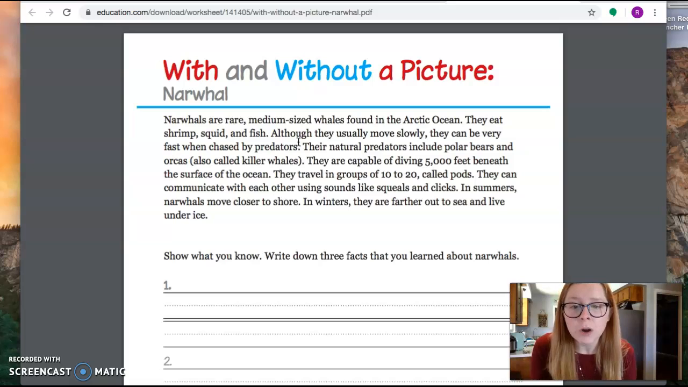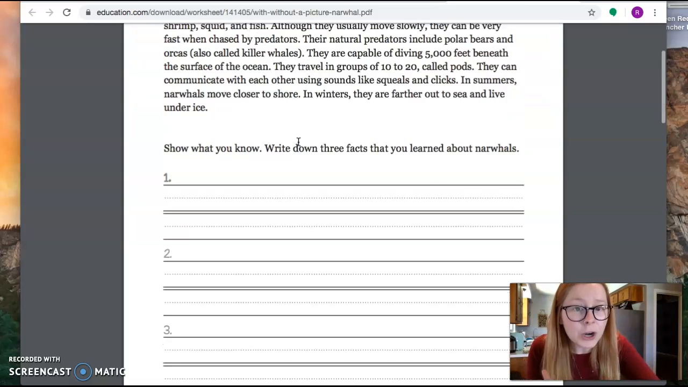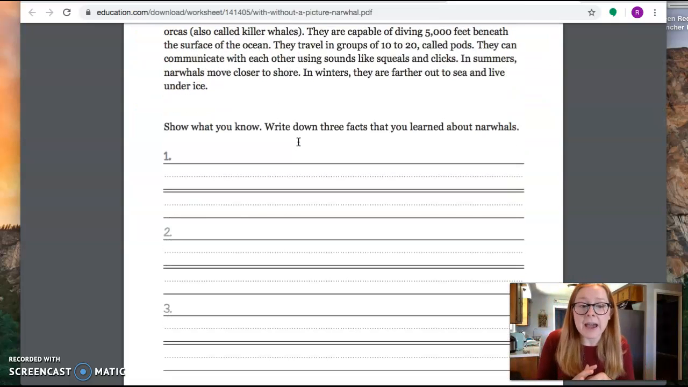In summers, narwhals move closer to shore. In winters, they are further out to sea and live under ice. So if we just had this passage without any pictures, we don't know, maybe you've never seen a narwhal. You don't know what a narwhal looks like. So if we had a picture here, boys and girls, that would tell us, we could put that visual in our mind. But we did learn a lot about narwhals in that passage.